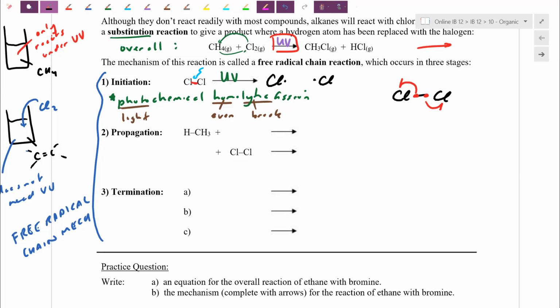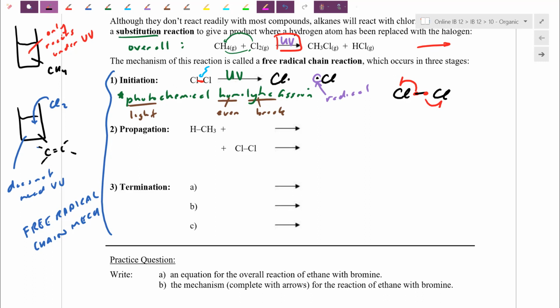So it's an even splitting. So we end up producing here a chlorine radical. Be careful here, this doesn't mean chlorine positive or chlorine negative. It's actually not charged, it's actually neutral, but having that unpaired electron here makes it very unstable.